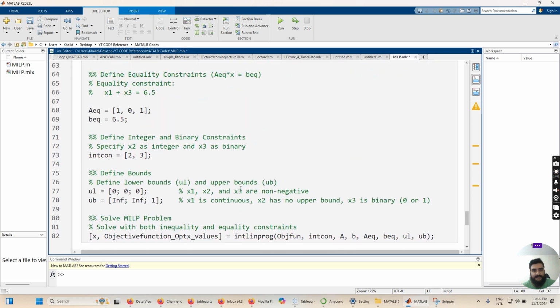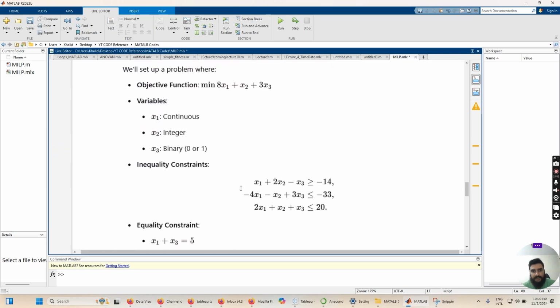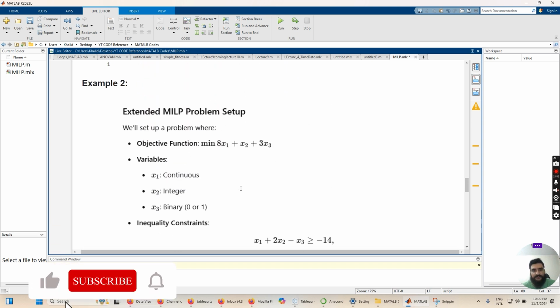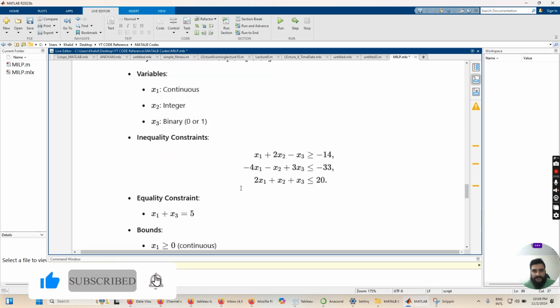So that's it for this tutorial. I hope you are able to understand the functionality of intlinprog and how you can solve a mixed integer linear programming problem in MATLAB. And this similar approach can be used to solve complex problems as well.